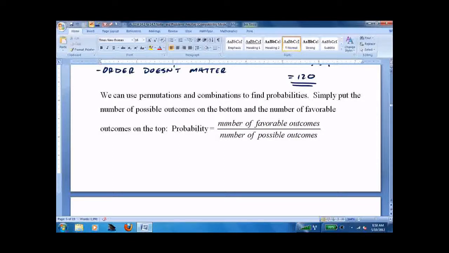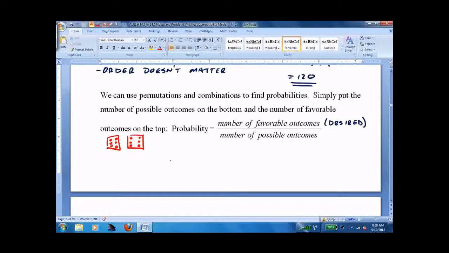We can use this to find probabilities. We've talked about this a little bit in the past. Probability is the number of favorable outcomes, or I would even say desired outcomes, or outcomes that you care about, versus the number of possible outcomes. What is the probability of rolling 2 6s if you roll 2 6-sided dice?